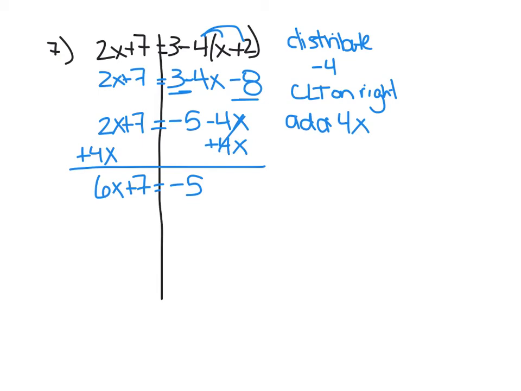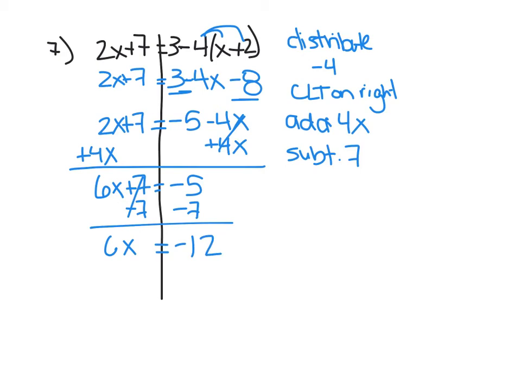Now I have a two-step equation. We need to get rid of that plus 7. We're going to get rid of that plus 7 by subtracting 7 from both sides. So we're going to subtract 7, subtract 7. So I have 6x equals negative 12 because negative 5 plus negative 7 is negative 12.